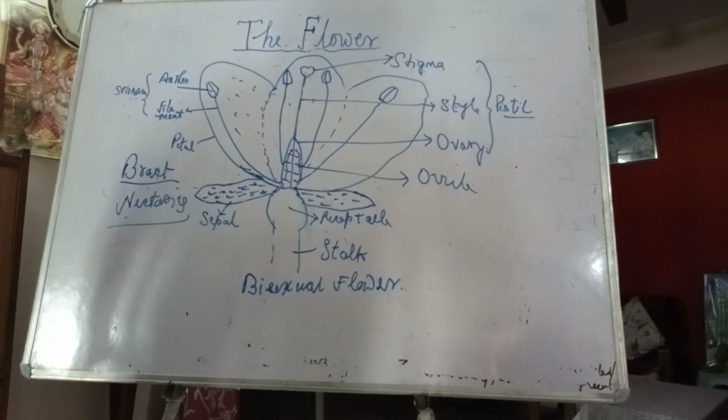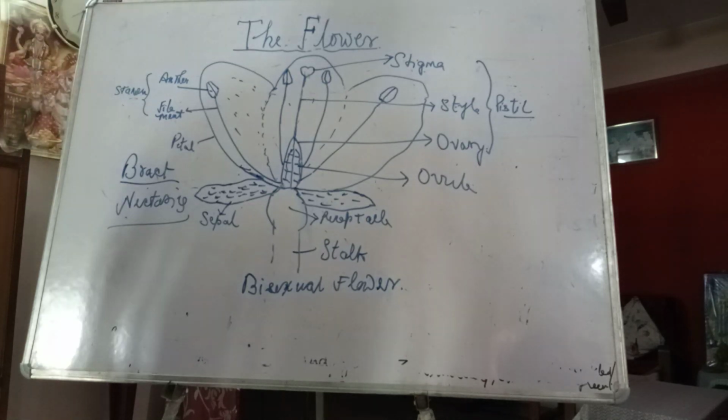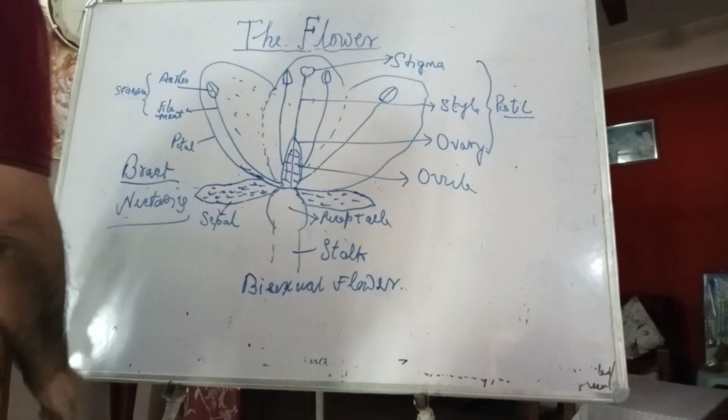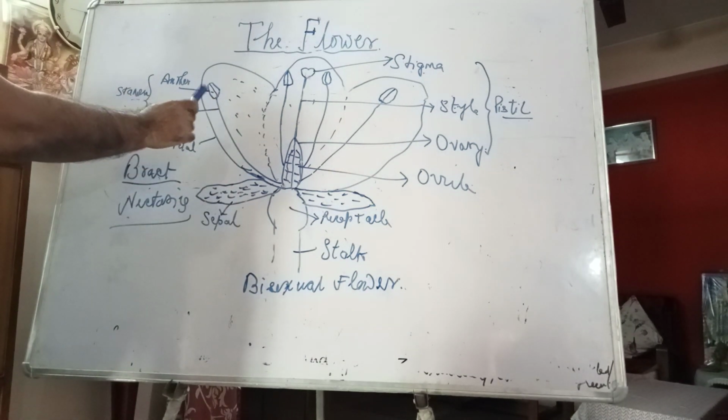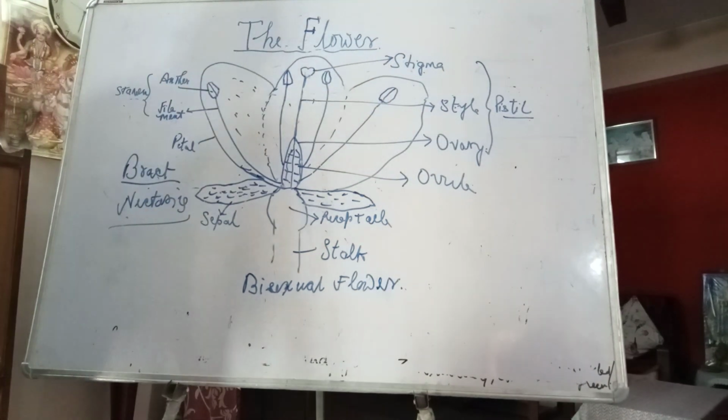Revision will be there of all important topics in your biology syllabus. So today I am starting with the flower. It is your fourth chapter. The structure of a bisexual flower. Bisexual means both the reproductive parts are there, the stamen as well as the pistil.